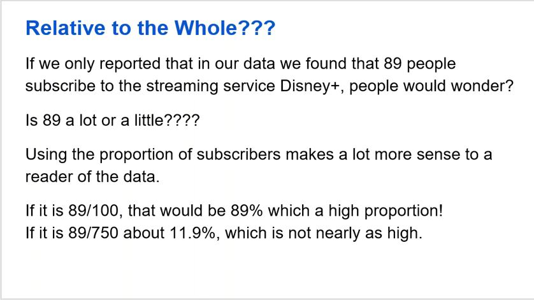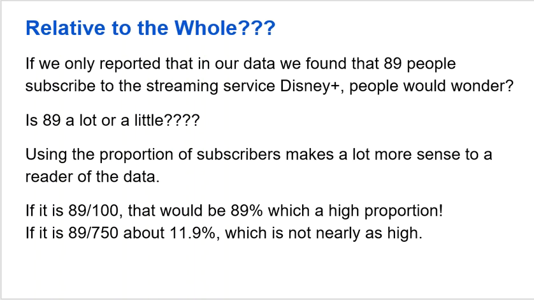So if we had 100 people and 89 purchased Disney Plus, we'd be like, oh my gosh, wow, 89%, that's a large proportion of people that have Disney Plus. But if we had 750 total people and 89 purchased Disney Plus, that would only be 11.9%, which is really not nearly as high. So just saying 89 alone doesn't really convey enough to the reader, whereas a proportion conveys a lot more because it's saying, hey, relative to the whole, here's the proportion that purchased Disney Plus. For most people, that makes a lot more sense. They notice, oh yeah, 89% is a lot bigger than 11.9%. Whereas if you just give the number 89 as a count, you're not really sure if that's a large count or a small count, whereas proportions tell you that.